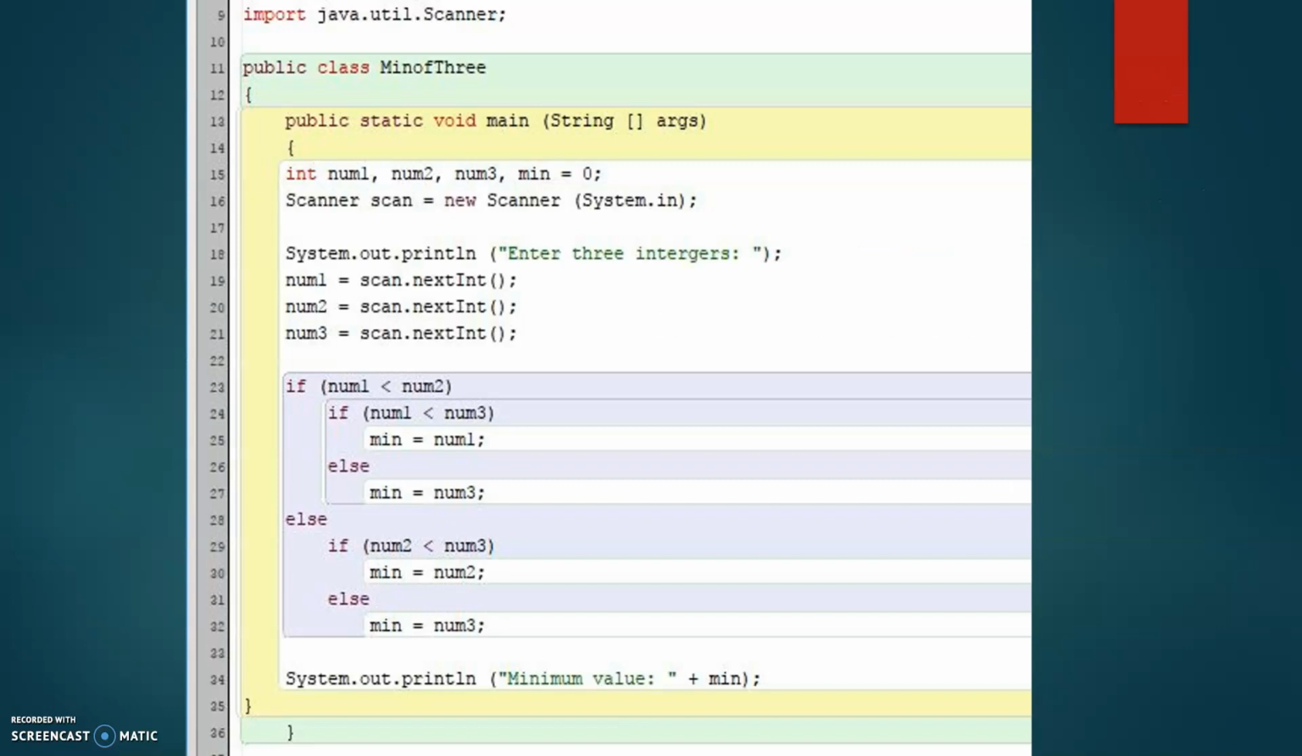Let's look at an example. This is the min of 3 program, and it uses nested if statements to find the smallest of 3 integer values entered by the user. Please pause the video if you need a little bit more time to step through the code.